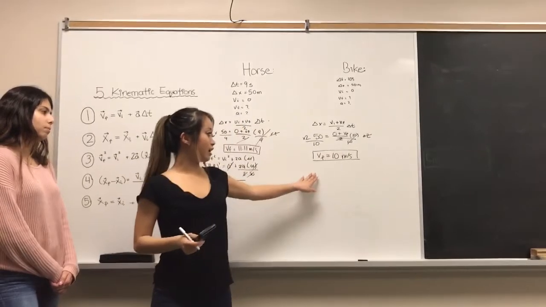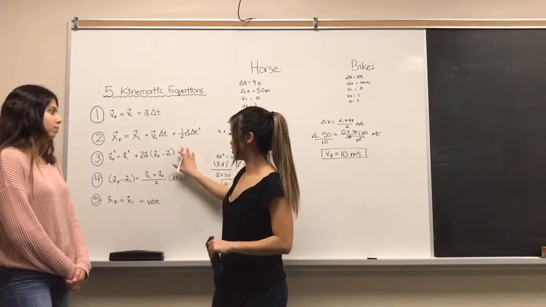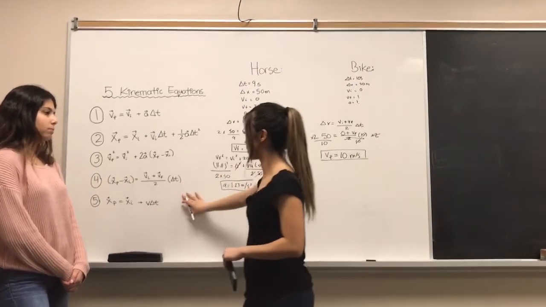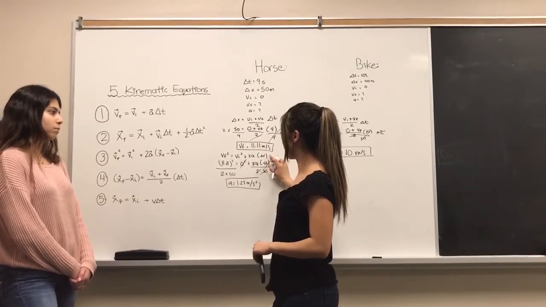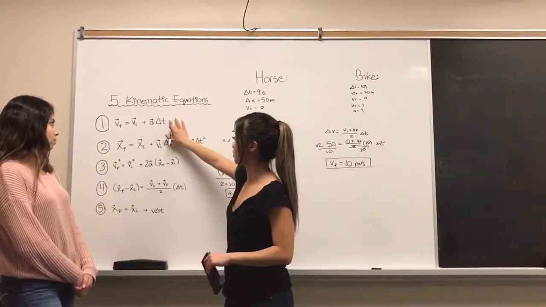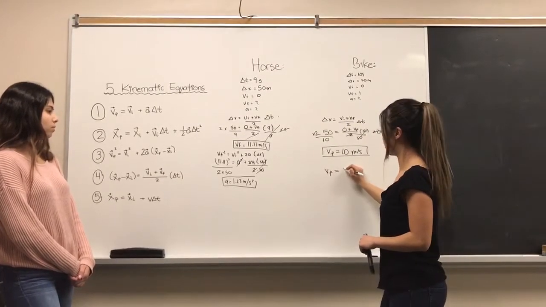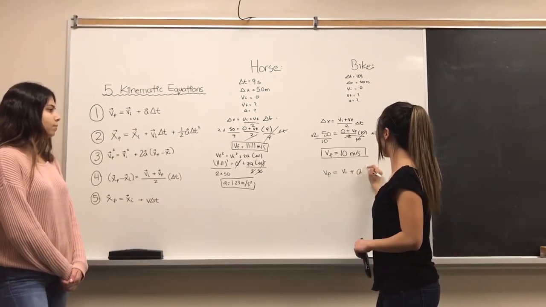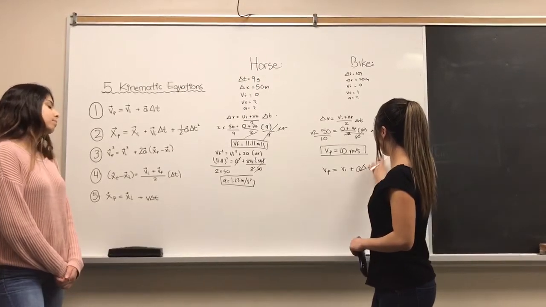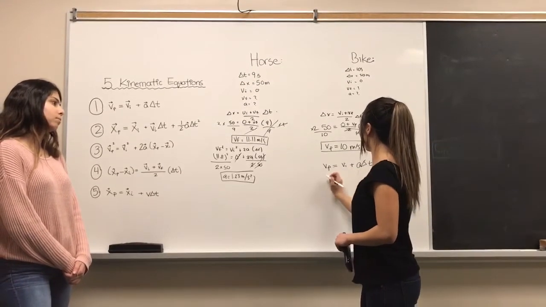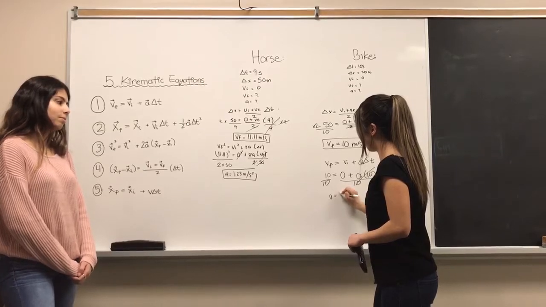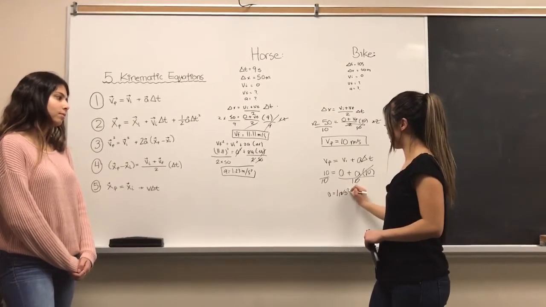And from there, you can use any kinematics equation to obtain the acceleration. So instead of using the one that Nour used here, I'm going to use this one over here. It's going to be v final equals v initial plus acceleration times time. Plug everything in and then solve for acceleration. And your acceleration is going to be 1 meter per second squared.